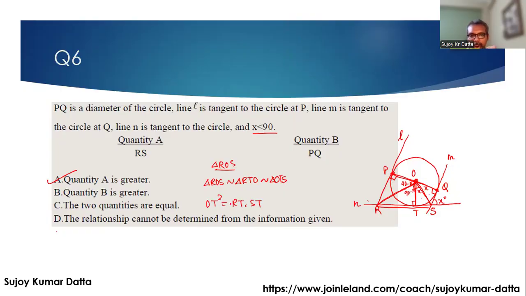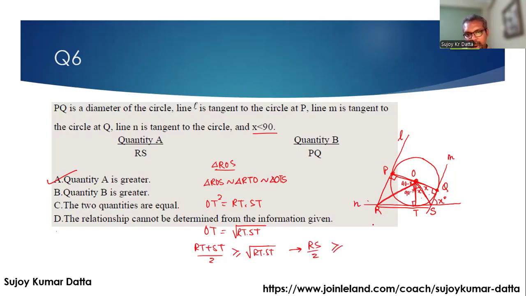Also, it implies that OT is the square root of RT times ST. So that means the geometric mean of RT and ST. Now you might know the AM-GM inequality. Arithmetic mean is greater than or equal to the geometric mean. So we have (RT plus ST) over 2 is greater than or equal to the square root of RT times ST. Now (RT plus ST) over 2 is nothing but RS by 2.